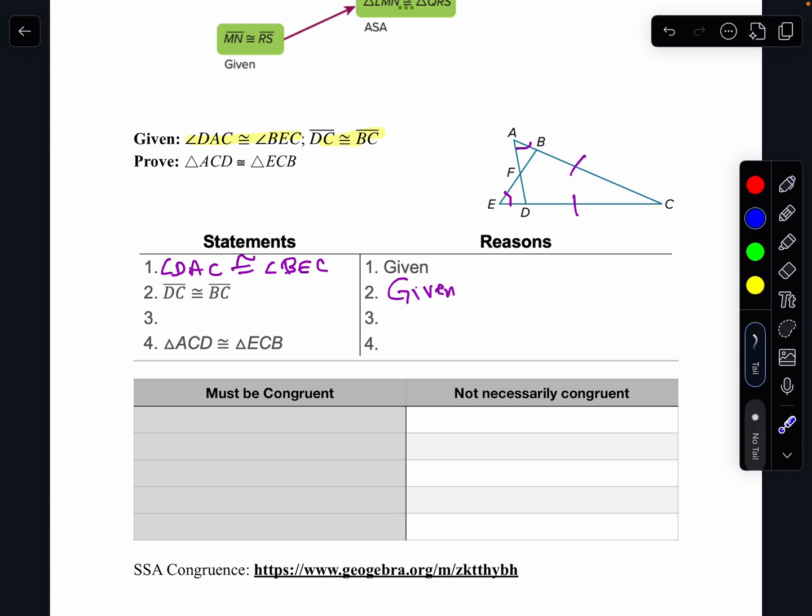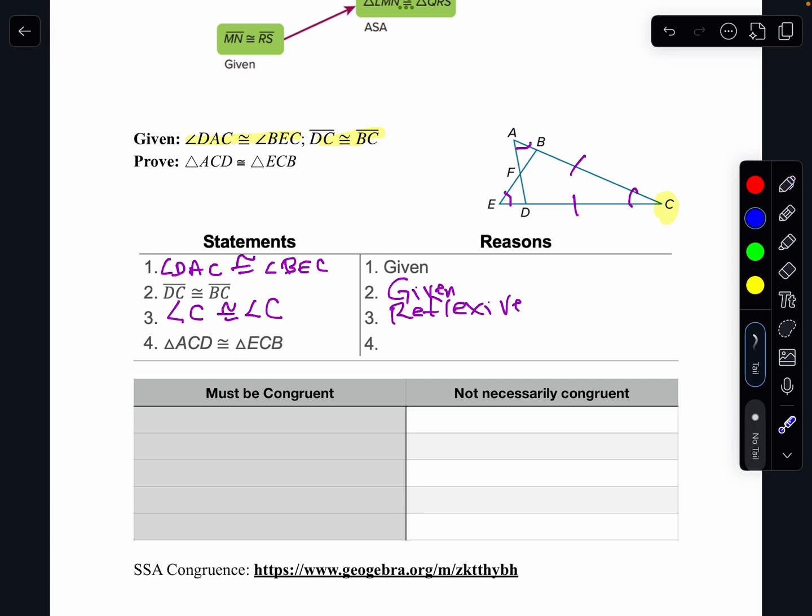Notice these two triangles, ACD, overlaps with ECB. What's the same in both of them? Well, angle C is the same in both of them. So we can say angle C is congruent to angle C. Why do we know that? Because that's the reflexive property. You can always say something is congruent to itself. In this case, it's angle C.